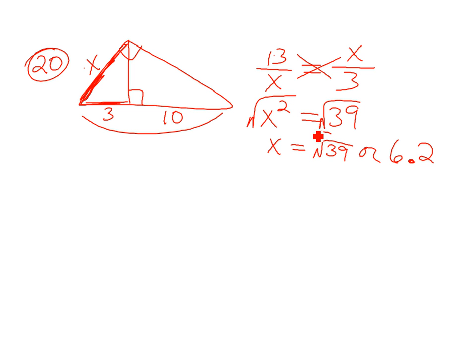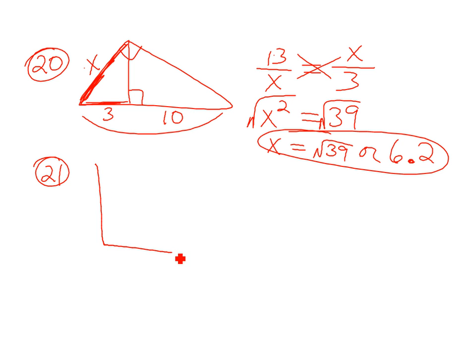6.2, Number 21. They give us a triangle that looks like this. This angle's 42 degrees. It's a right angle. This is 12. We're looking for this side right here.